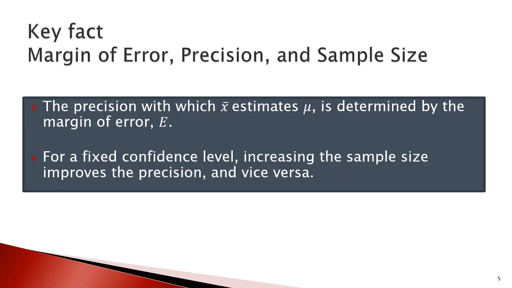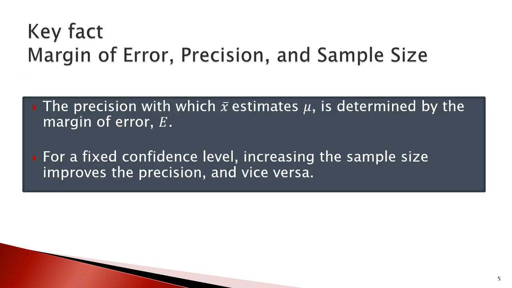Now we observed that in the previous example, its confidence interval had poor precision because of its wide range. This precision is determined by the margin of error, which goes to the left as well as to the right from x bar. And one important key fact is that for a fixed confidence level, increasing the sample size improves the precision.